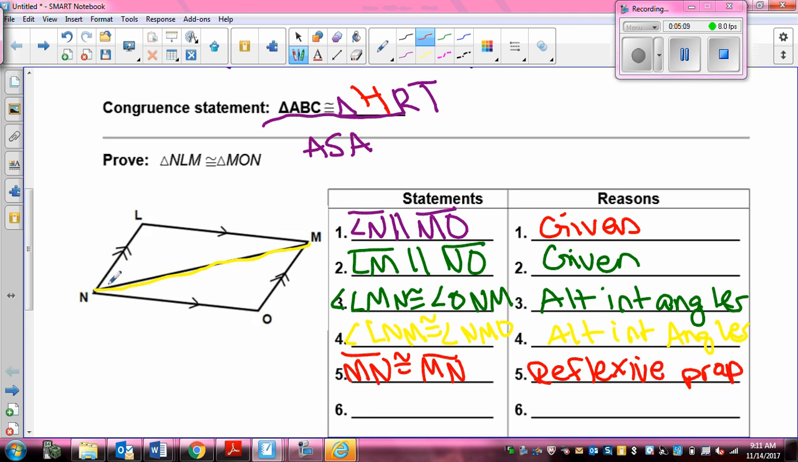And my last thing, since I know that these two angles are congruent and these two angles are congruent, I know that this triangle is congruent because of angle, side, angle. So now I can write in what I'm trying to prove, which is this. Just write it in right here at 6. And we're going to say because of angle, side, angle, postulate.